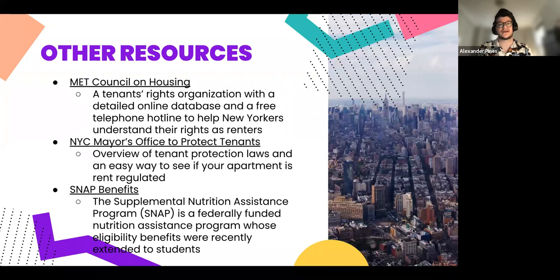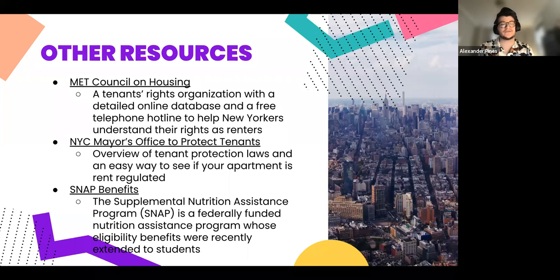And then some other resources I wanted to spotlight are the Met Council on Housing. They are a local tenants' rights organization. They have a really detailed online database for if you're ever having some sort of conflict with your landlord or you're not quite sure what your rights are, check them out. They also have a free telephone hotline. So again, they're not lawyers, but they are able to answer the most common questions about what your rights are as a renter.